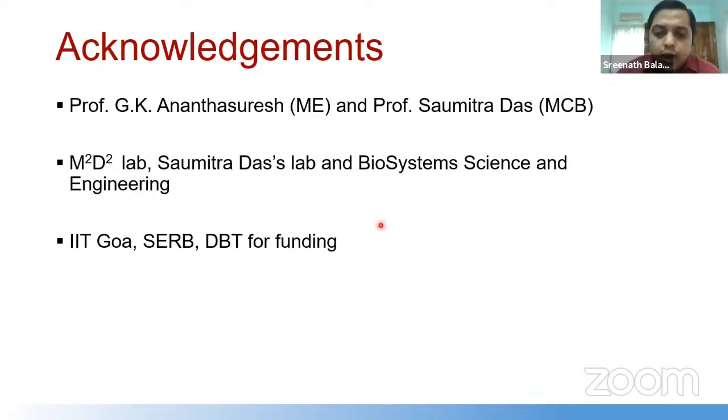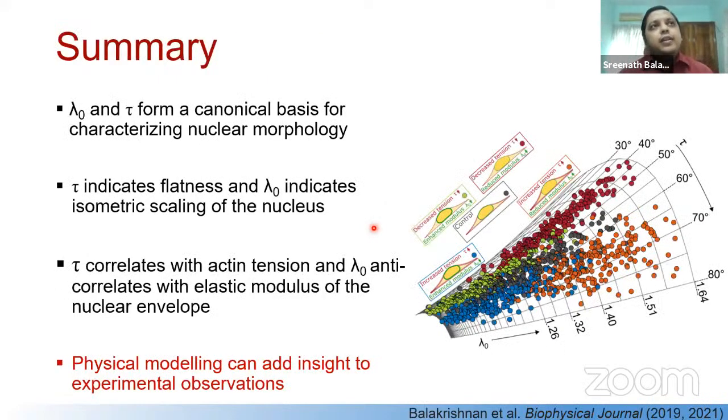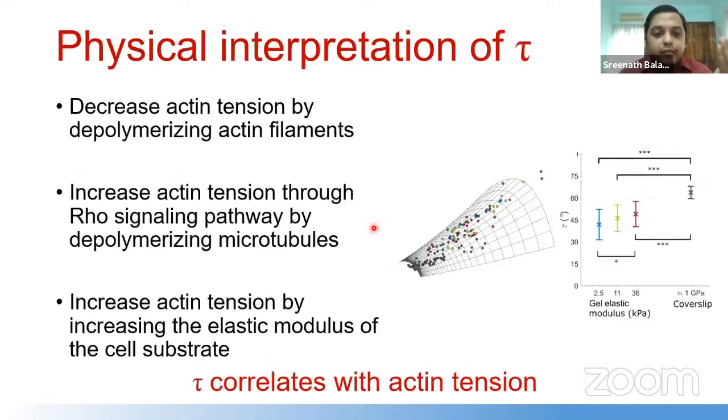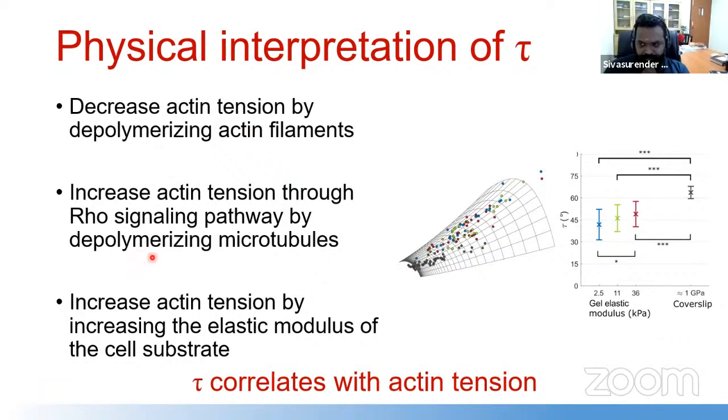So we haven't done any kind of stretching experiments, but the kind of perturbations that we have done: we have depolymerized actin filaments using cytochalasin B, we have depolymerized microtubules using nocodazole, and we have grown these cells on different substrates. We have not done any active measurements till now. In all these cases, we see that they're still falling on the straight line.